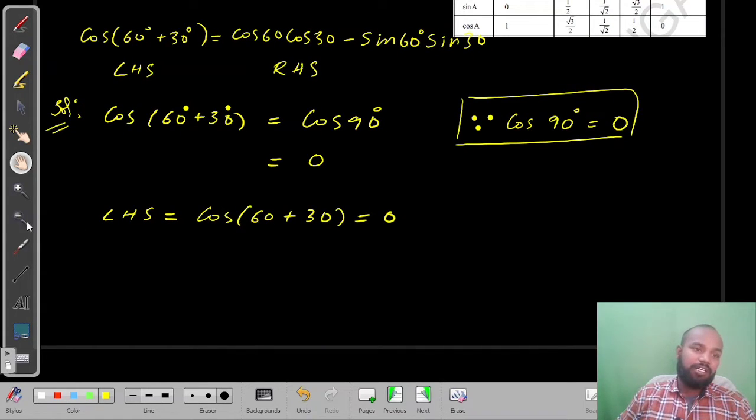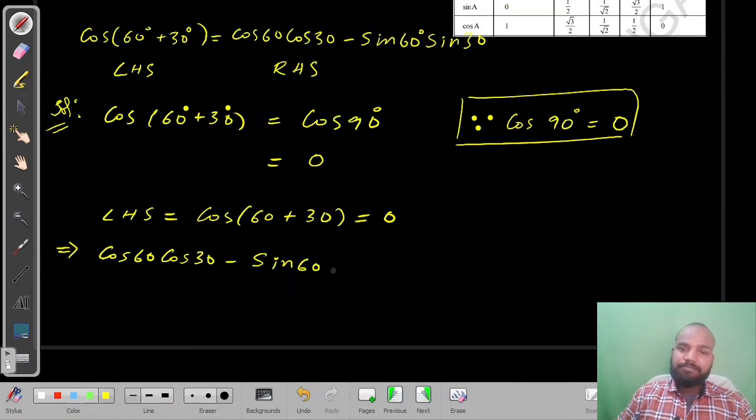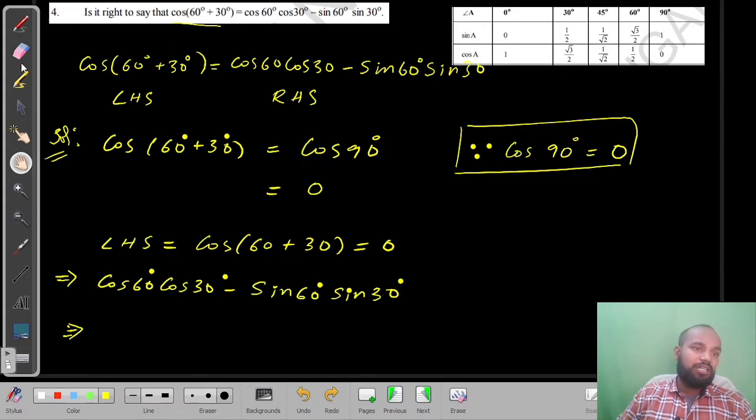What is the next thing given? That is the RHS, right? So going to RHS, that is cos 60 cos 30 minus sin 60 sin 30. So what is the cos 60 value here? We should first write all the values, then after we will go with this. Then I am writing values. Cos 60 value is 1 by 2.